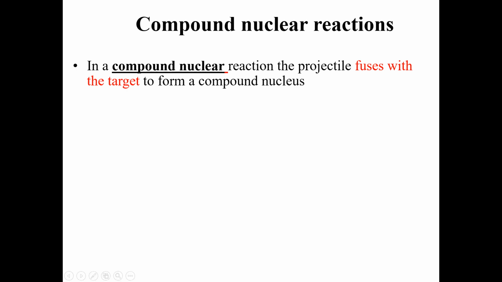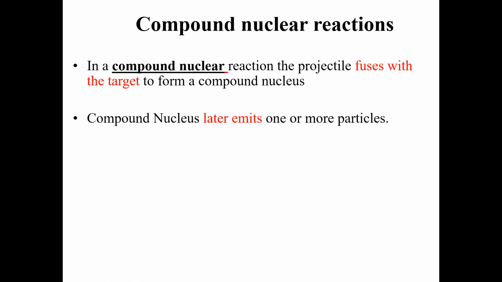In compound nuclear reactions, the projectile fuses with the target to form a compound nucleus, just like the obvious meaning specified. In this kind of reaction, when we bombard a particle or strike a projectile on the target, what actually happens? The projectile fuses with the target nucleus. This is the key concept for the compound nuclear reaction.